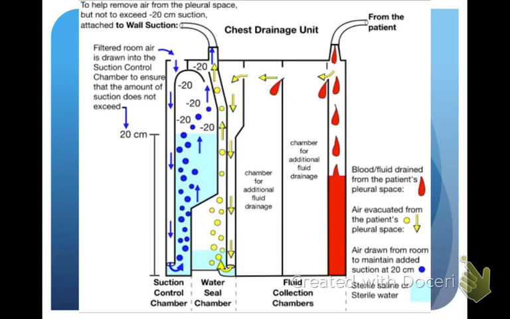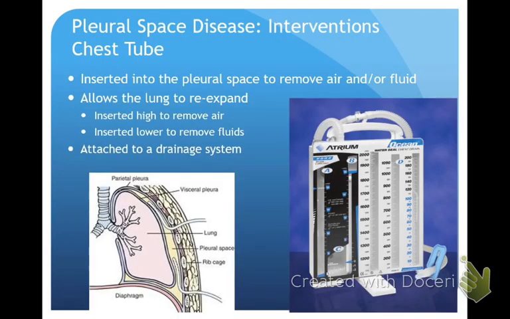I will show you again in the demo. I do a live demo of actually turning on suction and showing you what it looks like. And then we have drainage chambers on them. So in this Atrium picture right here, the A channel is the suction control chamber. The B channel is the water seal chamber. B and C are water seal. And D is the drainage chamber.